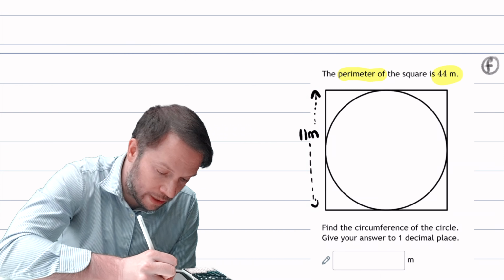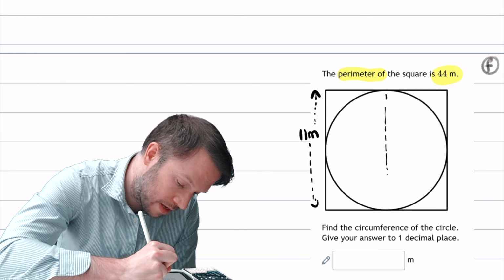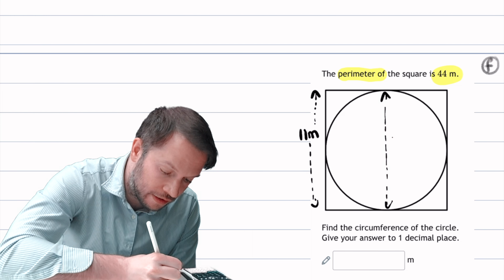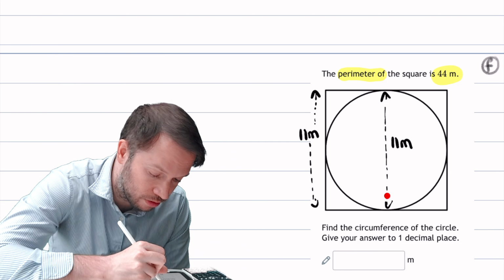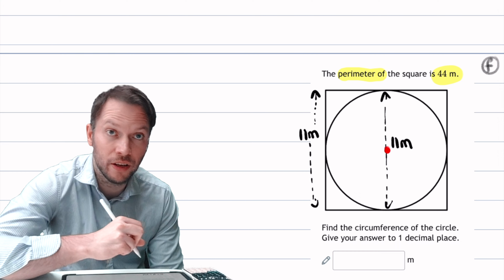Now, if we put the 11 meters in the middle here, can you see that that is the diameter of the circle? The diameter of the circle goes from one end of the circle to the opposite end, going through the center of the circle.